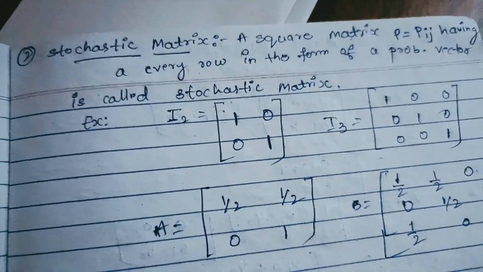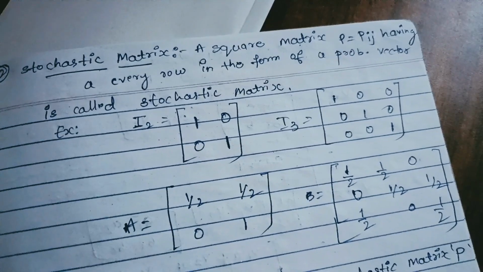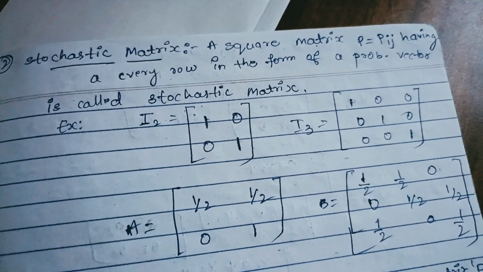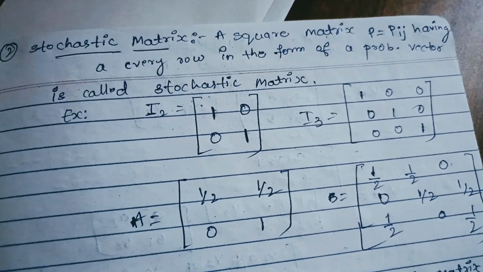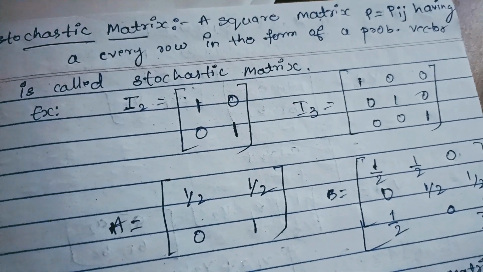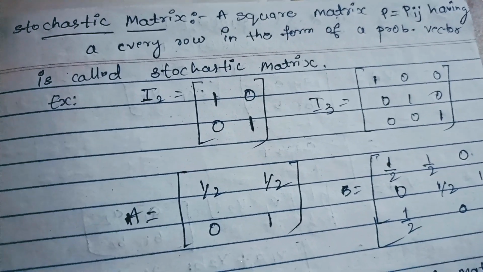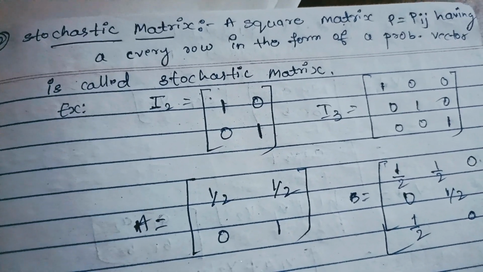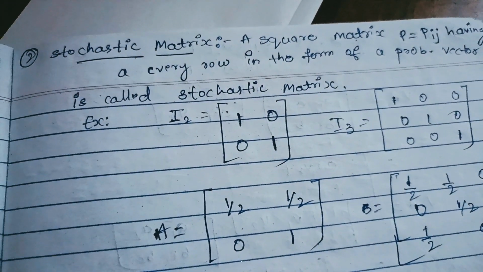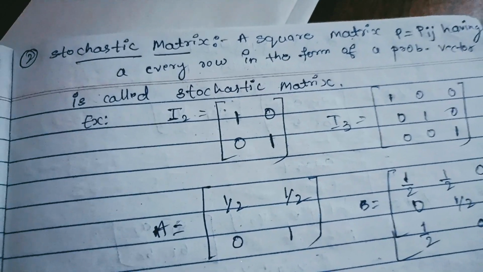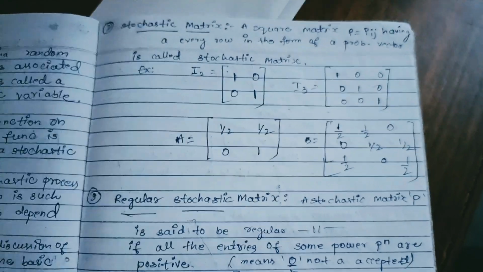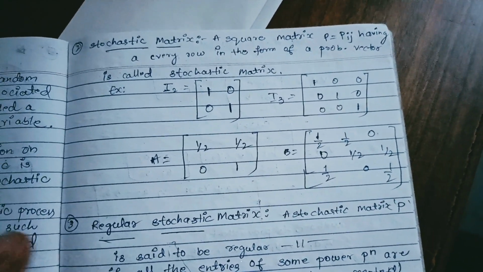Stochastic matrix. A stochastic matrix is a square matrix. You know the square matrix: the number of rows is equal to the number of columns. A square matrix P equal to Pij having every row in the form of a probability vector is called a stochastic matrix. You know the meaning of a probability vector: it has non-negative components, and by adding them we get unity.